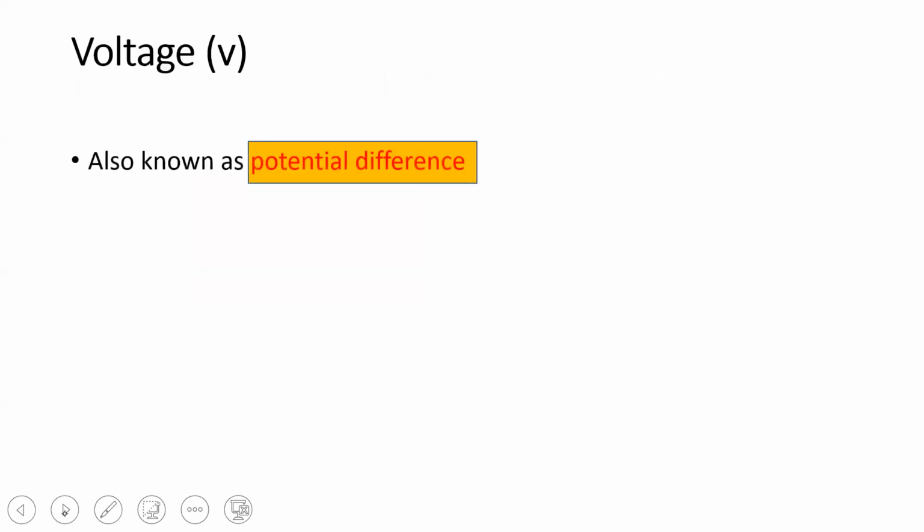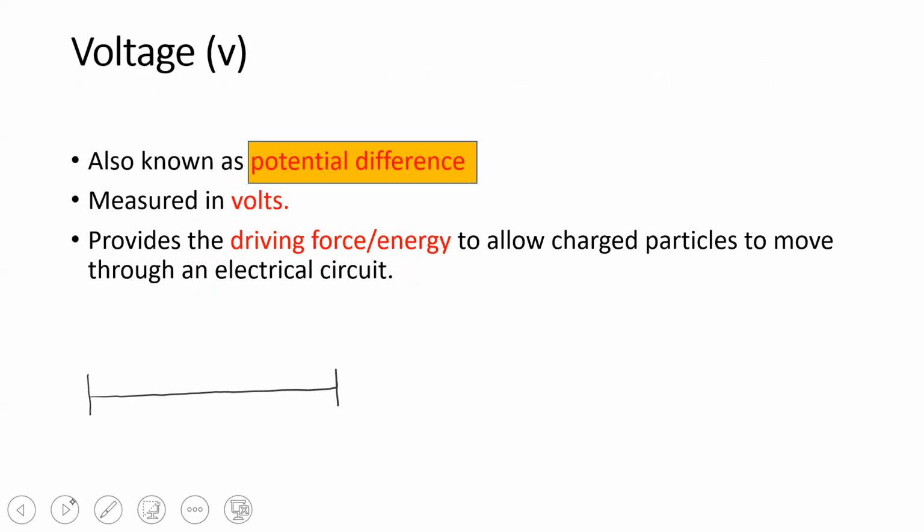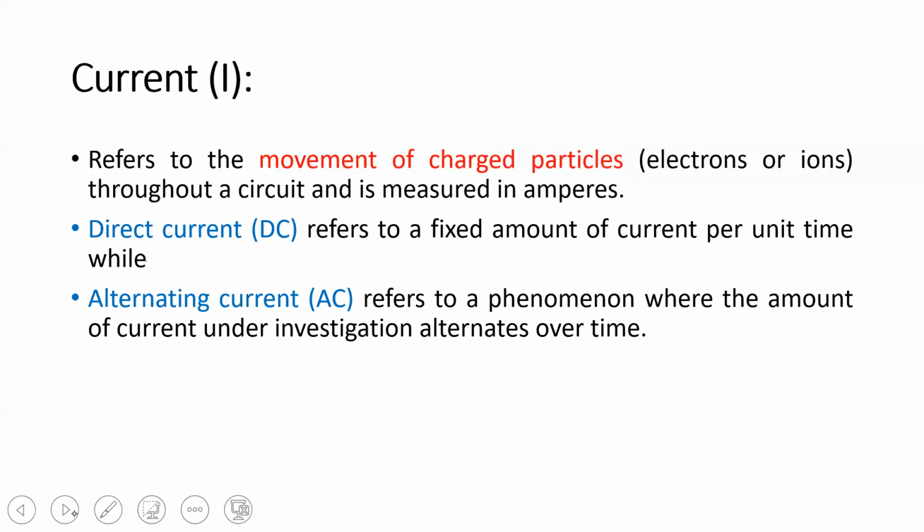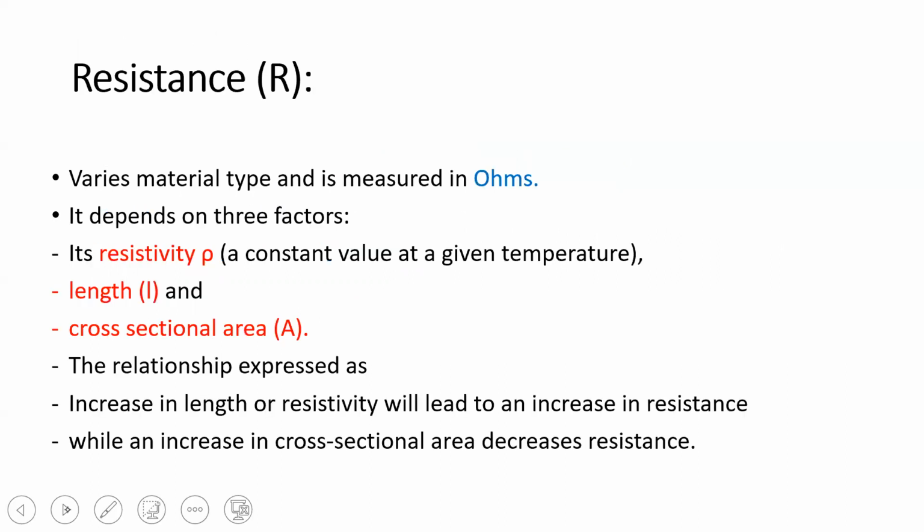So, voltage is also known as potential difference and basically is the driving force for the electrons to move inside a circuit. So, this potential difference will allow our electrons to move in an electronic device, that is the apex locator. This movement of particles is known as current, and if it is a fixed amount, it is known as direct current, and when it alternates over time, it is known as alternating current.